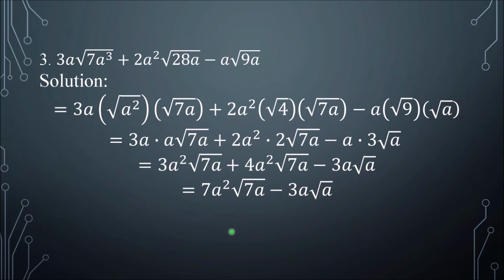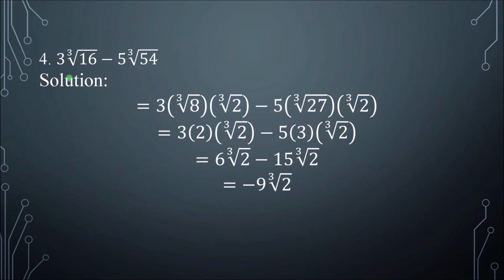Now, as you can see, square root of 7a and square root of a have different radicands. So we cannot combine the radical expressions. So that's it. That's the final answer.